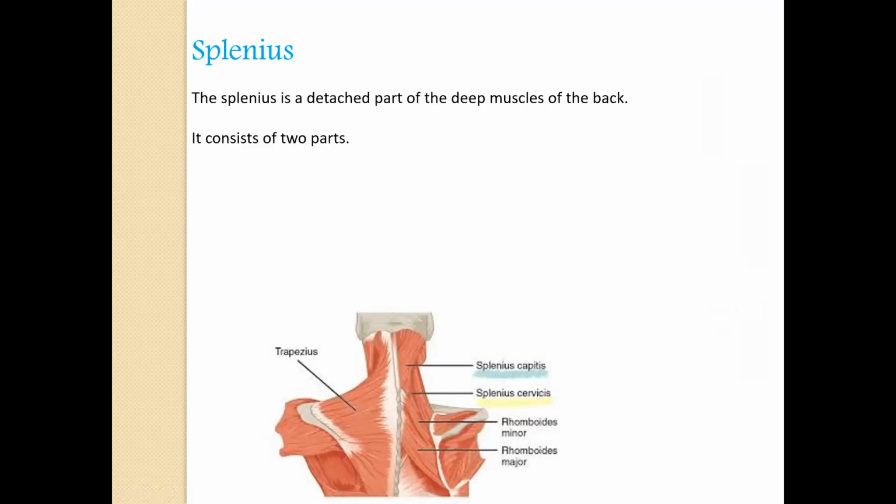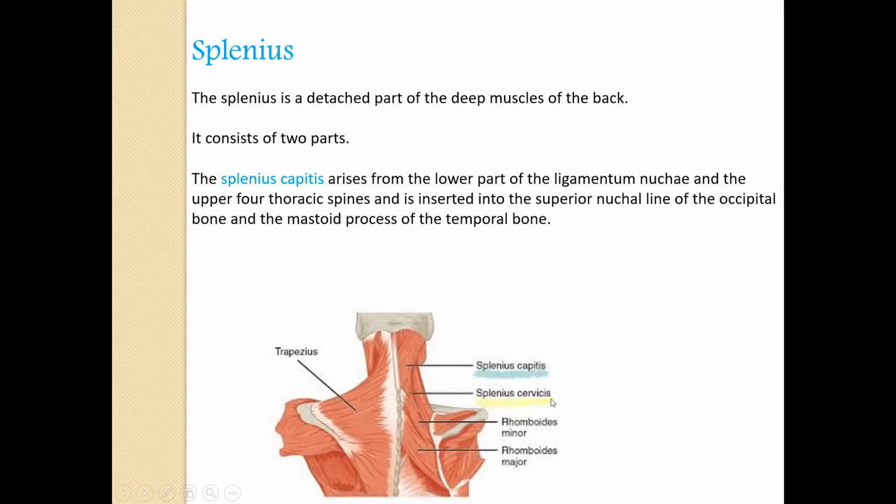And splenius is a separate detached part of the deep muscles of the back. This muscle consists of two parts. You can see in this picture, colored in pale blue and yellow, splenius capitis and splenius cervicis. This splenius capitis part, which you can see here, arises from the lower part of the ligamentum nuchae and the upper four thoracic spines, and it is inserted into the superior nuchal line of the occipital bone and the mastoid process of the temporal bone here.